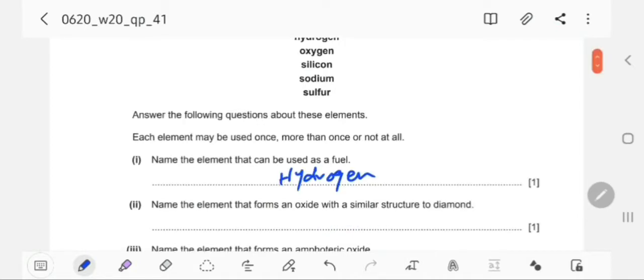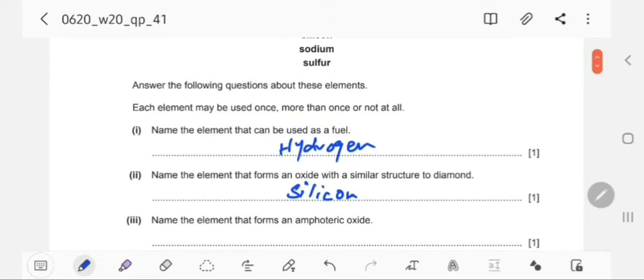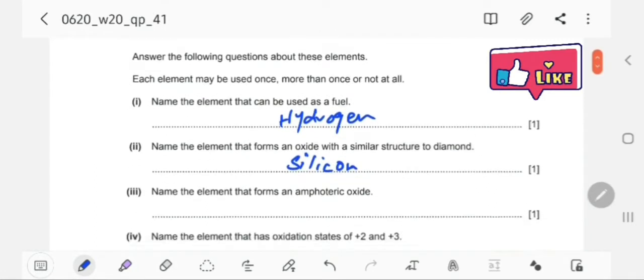Second, name the element that forms an oxide with a similar structure to diamond. Well, it's silicon oxide. The element is silicon, which forms a similar structure to diamond. Part 3 says to name the element that forms an amphoteric oxide. Overall, we have to learn that there are two amphoteric oxides, aluminum oxide and zinc oxide. So here aluminum is present, so we will be naming aluminum.